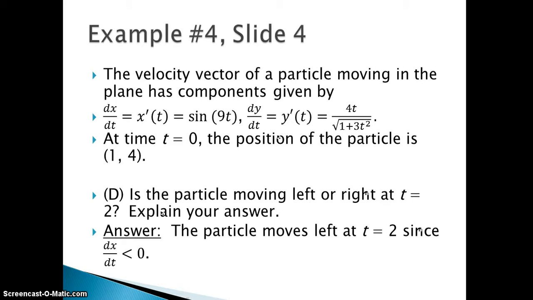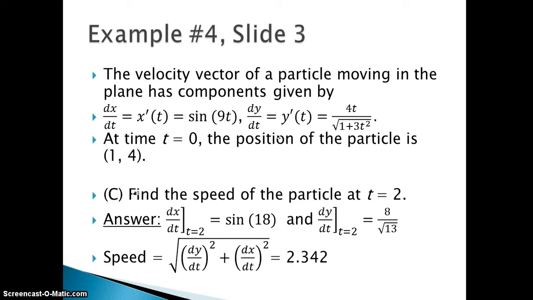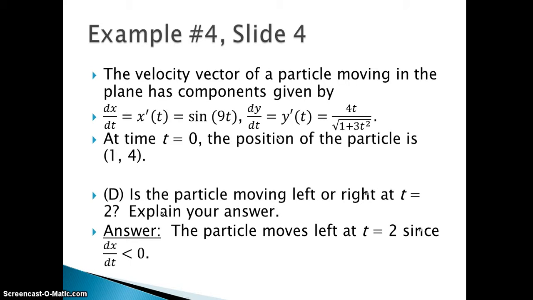Part D: is the particle moving to the left or to the right at time equal to 2? Explain your answer. Remember, left or right movement has to do with our rate of change of x. So in our case, we need to find out whether dx/dt is positive or negative. Sine of 9 times 2 is sine of 18. As it turns out, when you plug that into your calculator, you end up with a number that is negative, in fact: negative 0.751. So all we do there is figure out whether our dx/dt is positive or negative. In this case, it's negative, so the particle moves to the left.